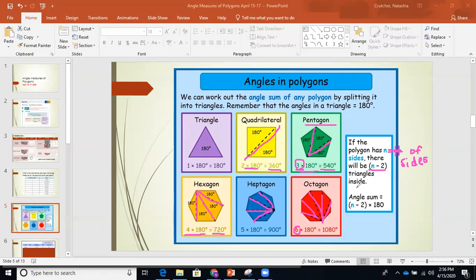So then to get the interior angle sum, the formula becomes n minus 2 times 180. Or we could also write that as 180 times n minus 2. Okay, doesn't matter which way we write it. It equals the same thing.